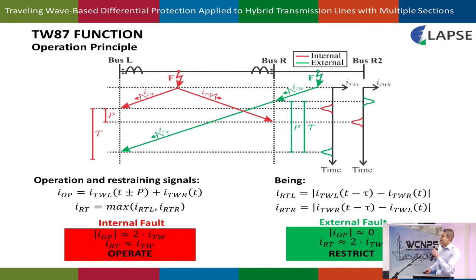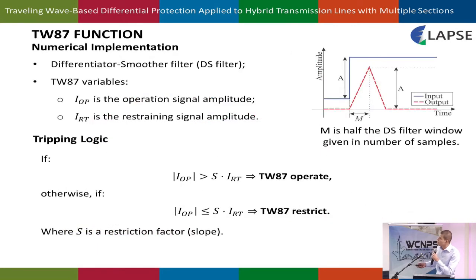Well, the numerical implementation. Firstly, the current TWs are extracted from the monitored signals by means of the differentiator smoother, DS filter. Thus, it's possible to calculate two amplitudes, the TW87 variables. IOP is the operate signal amplitude, and IRT is the restraint signal amplitude.